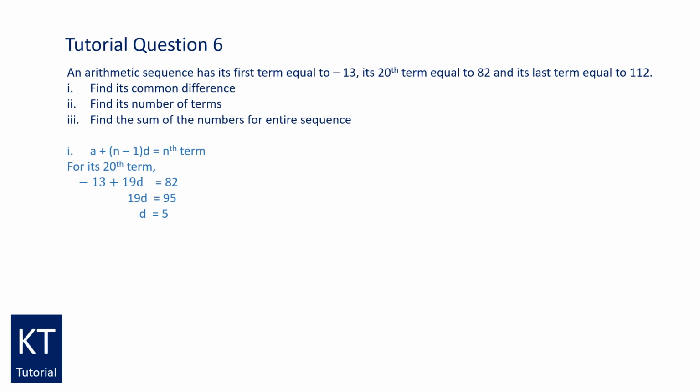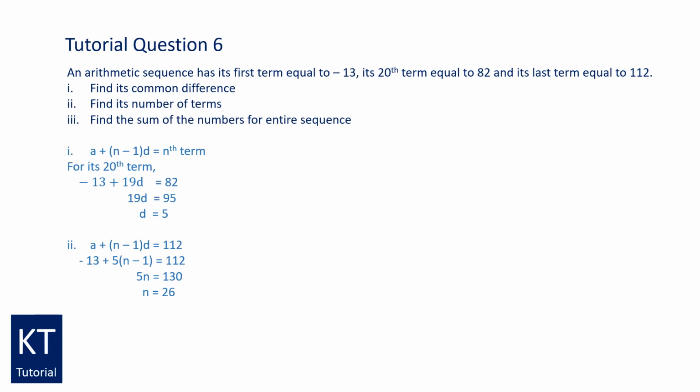Again, this would be leveraging on A plus the product of n minus 1 with D being equal to 82 to identify its D. Next, find its number of terms.